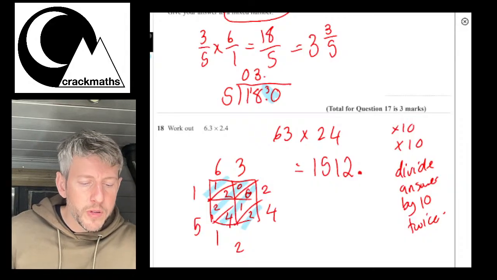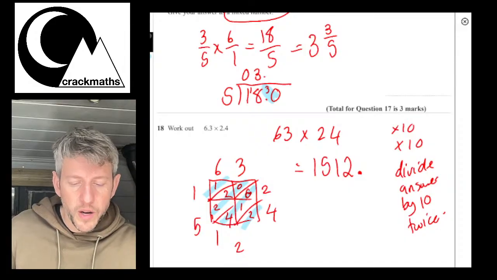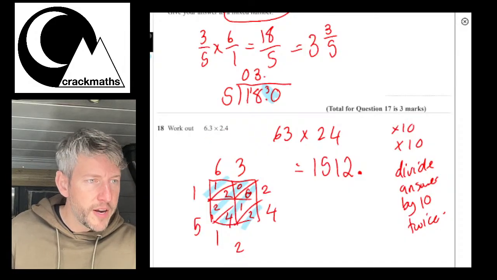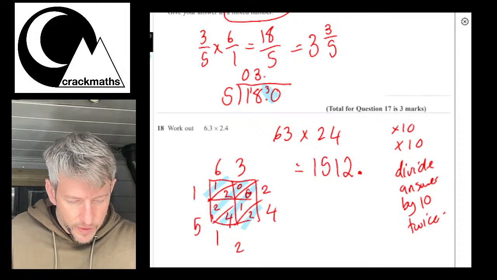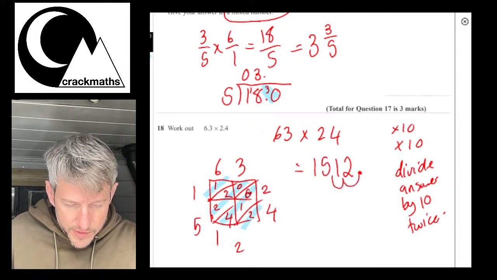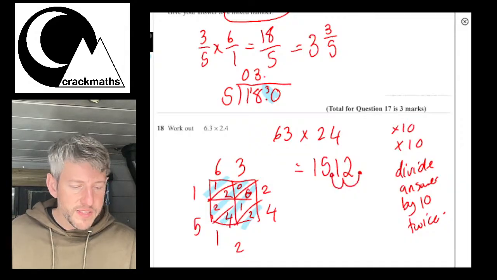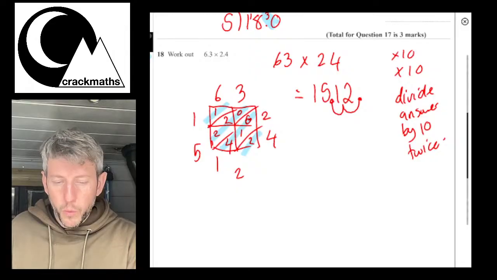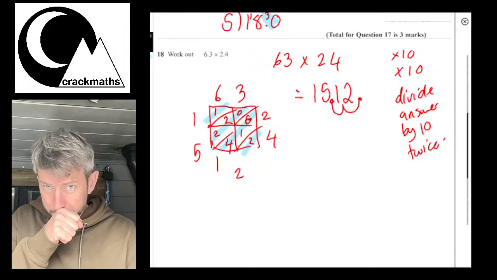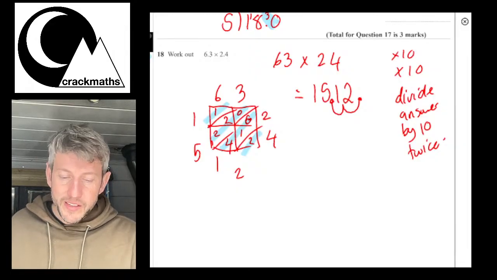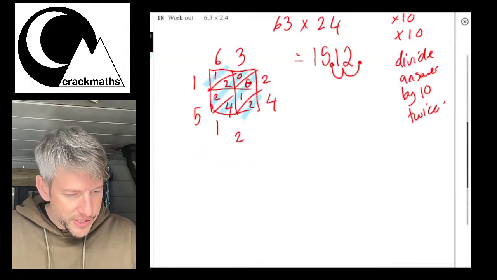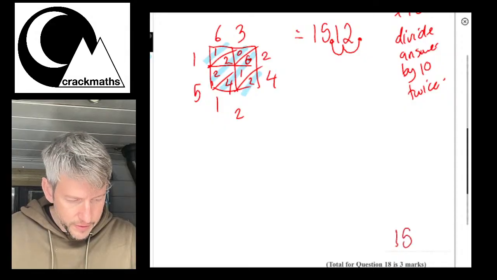But remember, because we timesed these numbers by 10 twice, once for this number here and once for this number here, we've got to divide our answer by 10 twice. So I go back 1, 2, and so my answer is going to be 15.12. And 15.12 makes sense because 6 times 2 is 12, so 15.12 isn't too far out of the region for that. So here we go, 15.12.